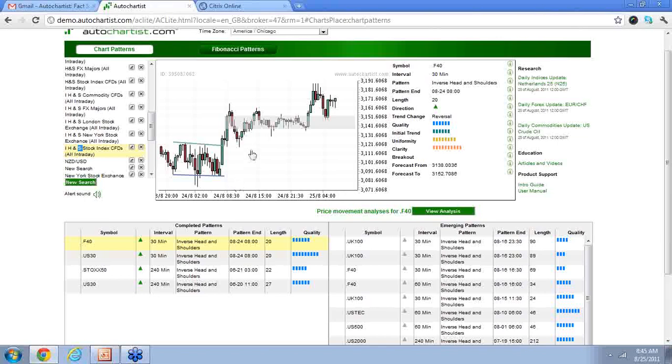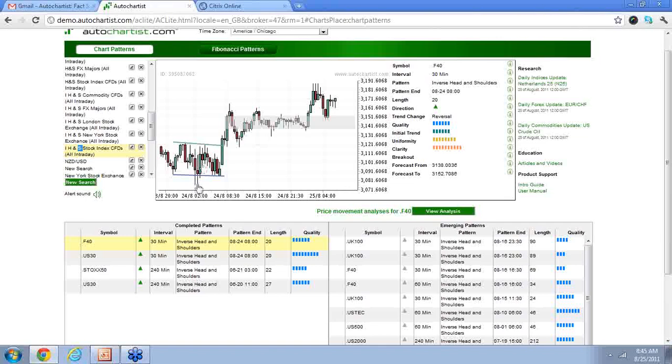Now, as far as targets are concerned, AutoChartist identifies this target zone as this gray box, and also this forecast zone here is the actual numbers of where the market can go to. And typically, the target zone is equal to the distance between the head and the neckline.